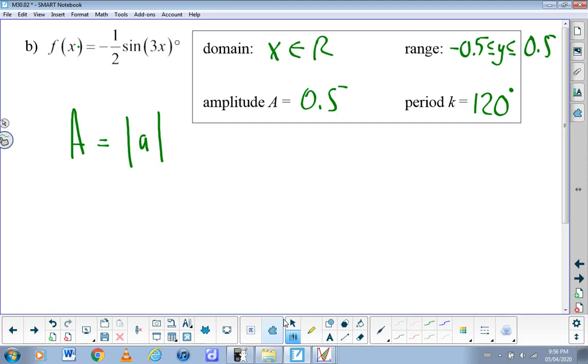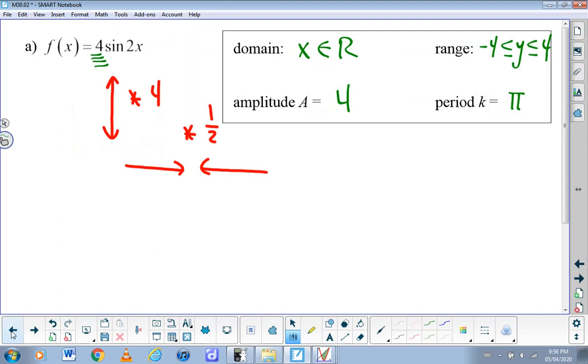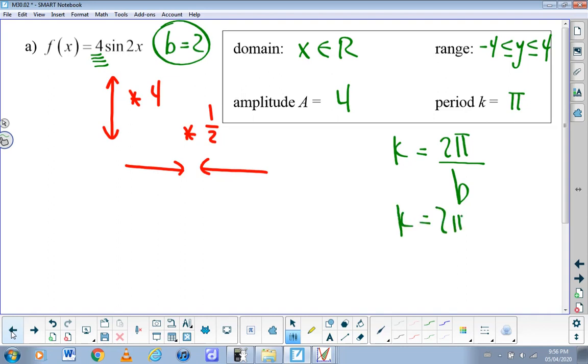Now, I don't know if anybody picked up on this yet, but the period is the regular period divided by b. We take a look at b in this question. b is equal to 2, which means if we take 2 pi divided by 2, it gives you pi, and pi is the period. In fact, we shouldn't even think of stretches here.